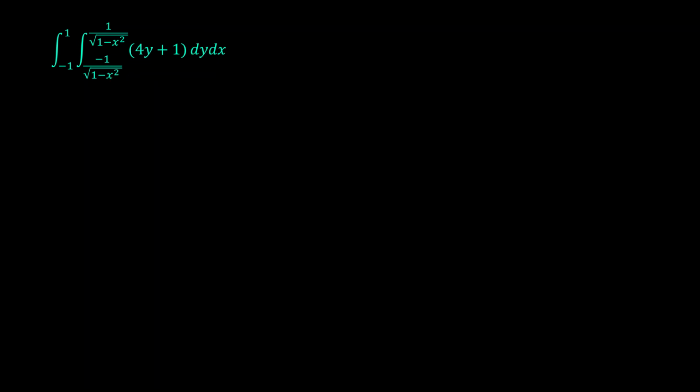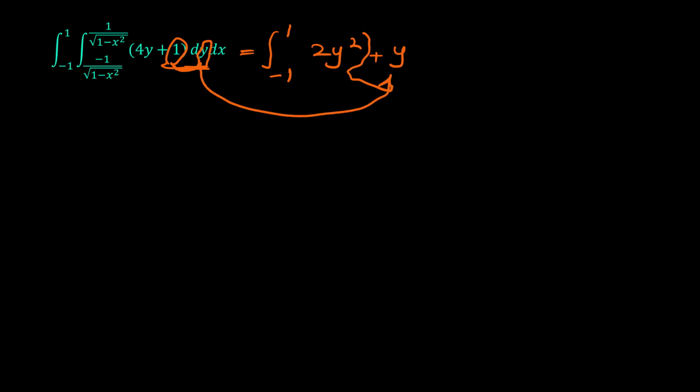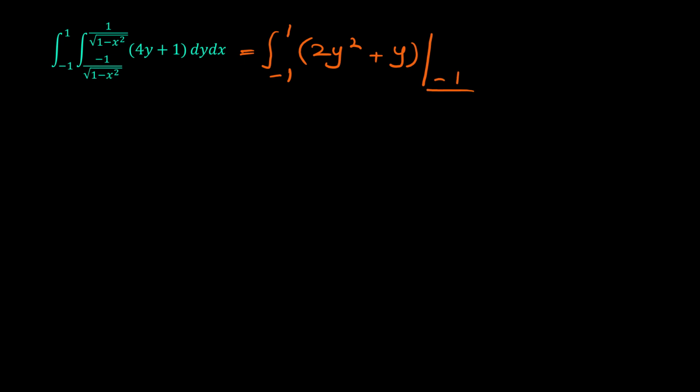So this integral equals the integral from -1 to 1. Integral of 4y based on the power rule simply is 2y to the 2. And the integral of 1 is y. Attention, we integrate with respect to y, so the integral of 1 dy is y. And the derivative of 2y to the 2 is 4y. So this is the answer of the integral. Now we have to substitute the upper and lower limit of the integral: -1 over radical 1 minus x to the 2 and 1 over radical 1 minus x to the 2, dx.